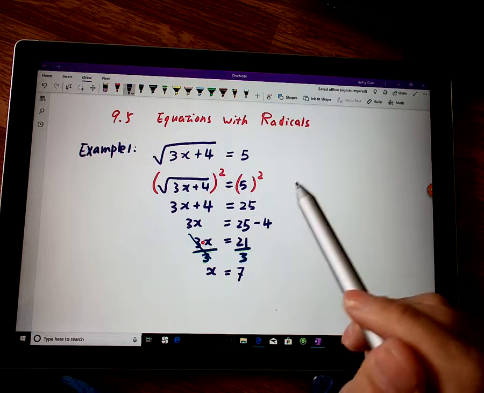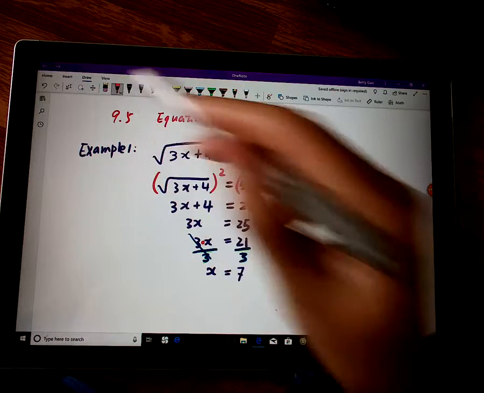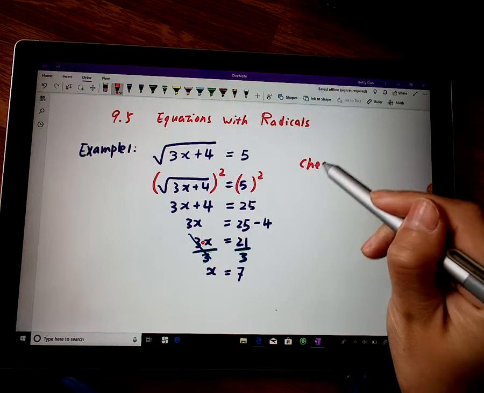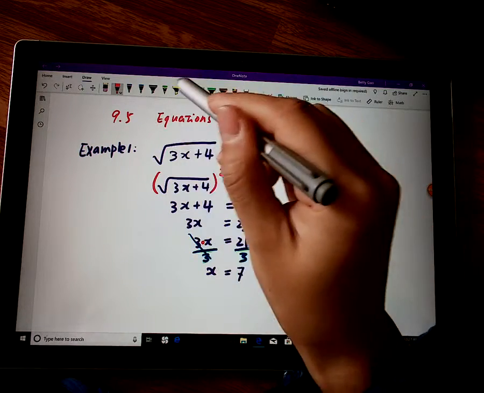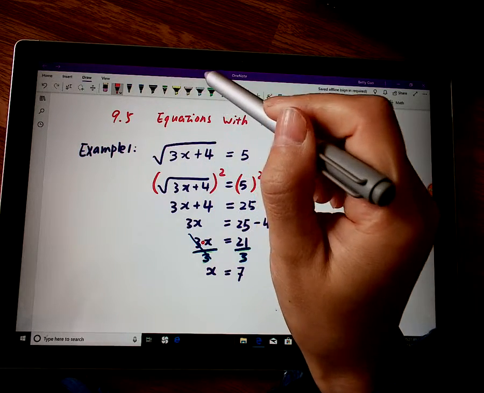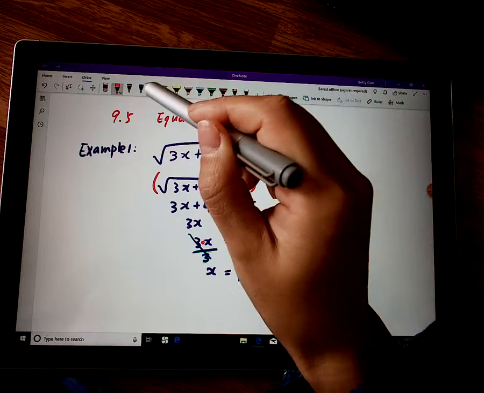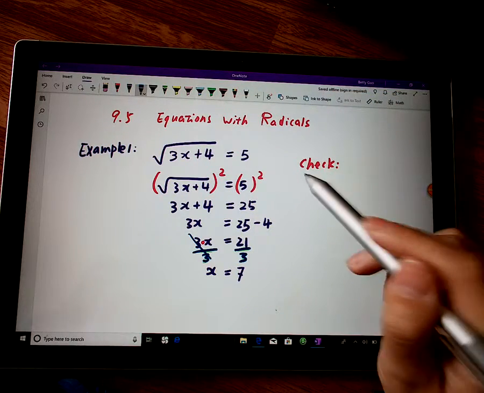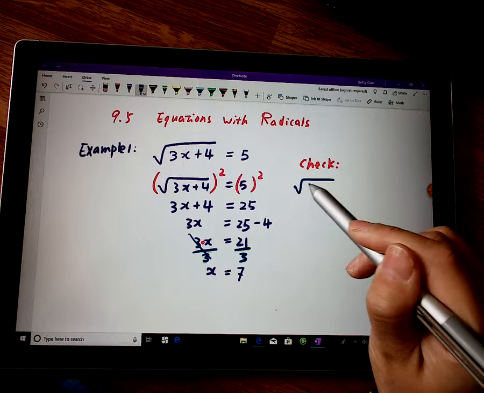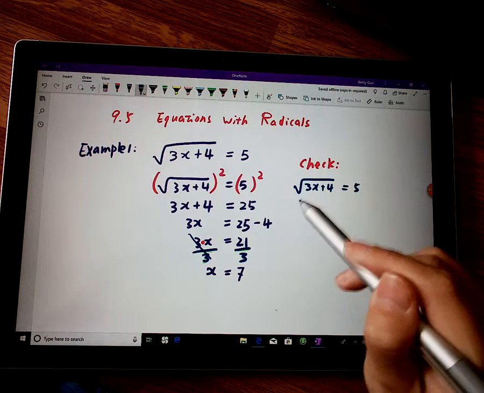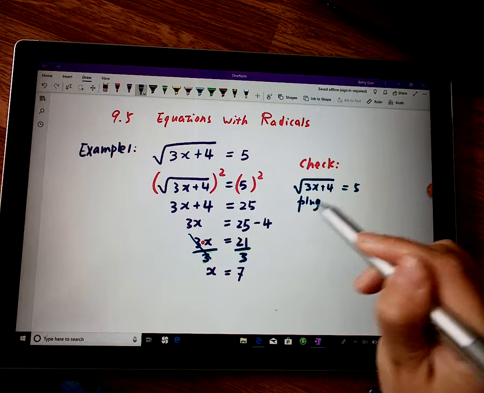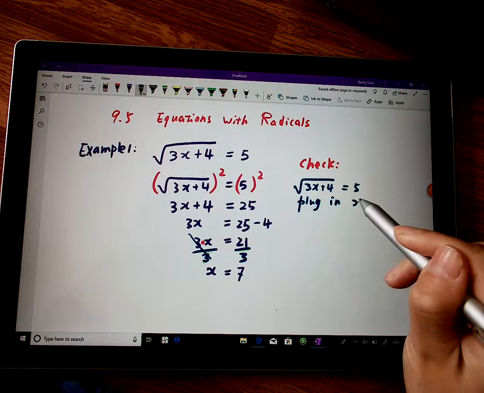How do we check? We will have to plug the proposed solution back into the original equation. Let me change the color. Let's use blue. So the original equation is square root 3x plus 4 equals 5. Let's plug in the proposed solution x equals 7.